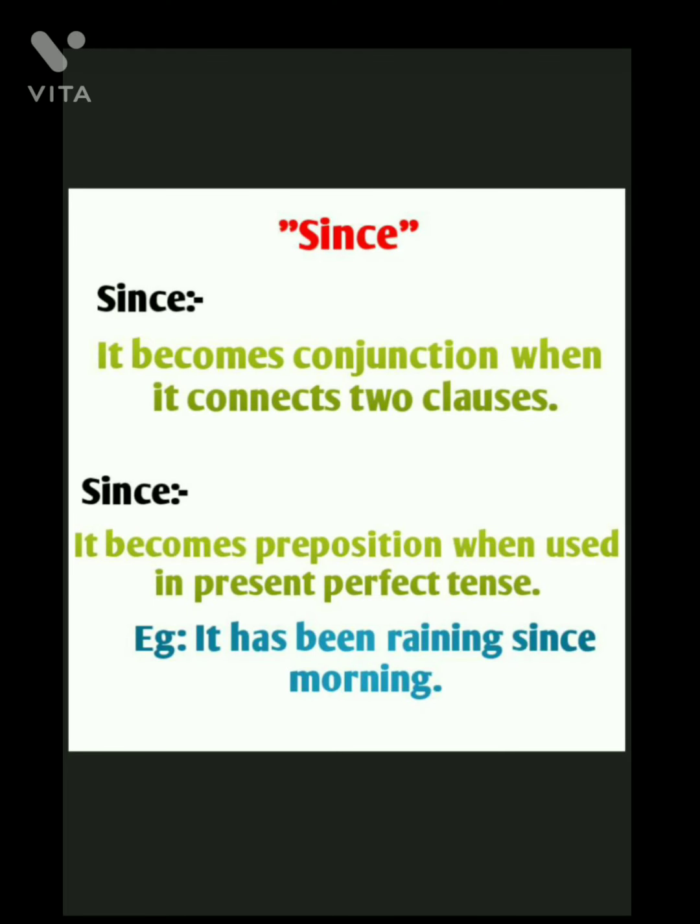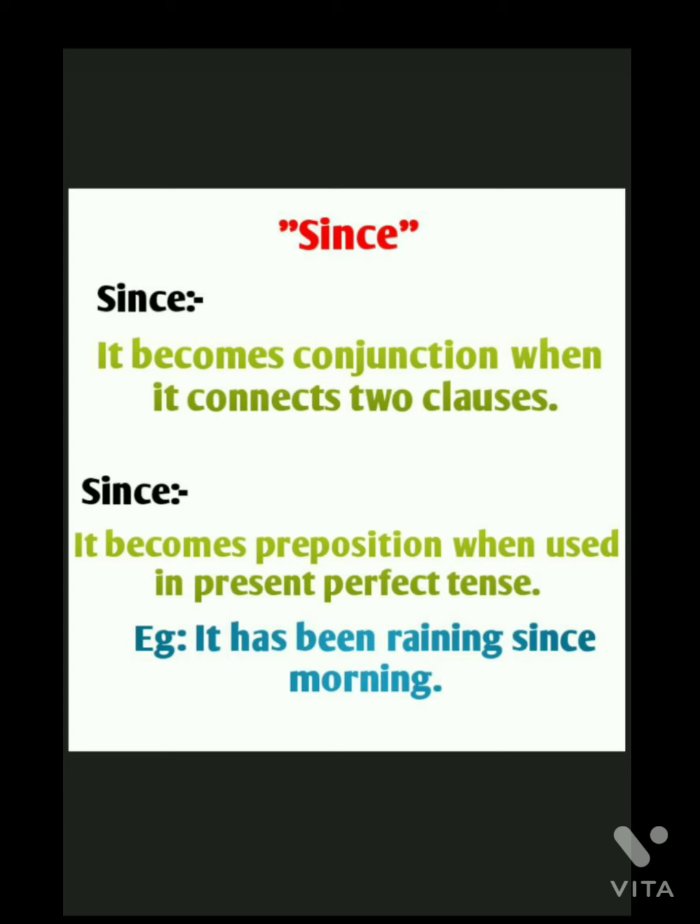Here I have a small explanation for the word since, whether since is a preposition or a conjunction. See, in the previous example which we have seen, it is a conjunction. Why is it a conjunction there? Because it is connecting two clauses. Sometimes it plays a role other than connecting two clauses. And in that case, especially in the present perfect tense when it is used, it will be a preposition.